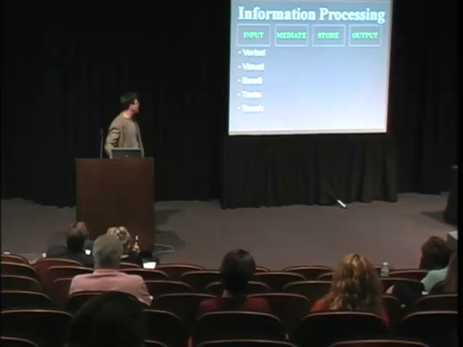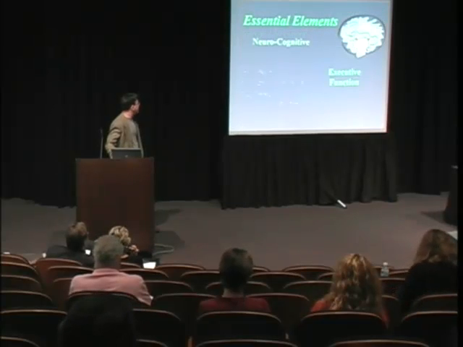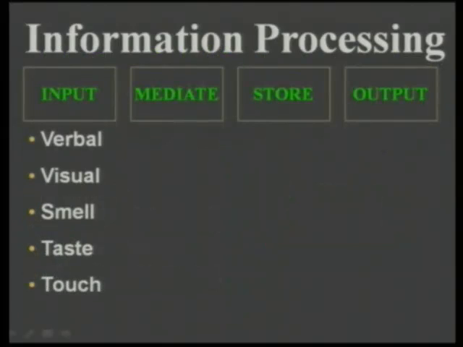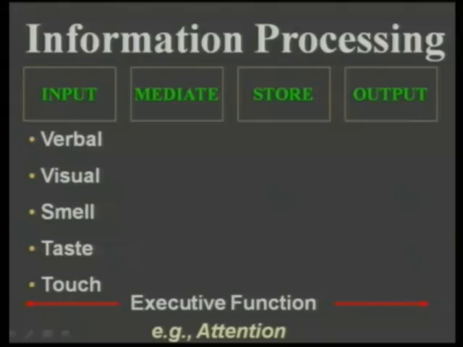You've heard of the term executive function, and executive function is a higher order type of thinking that includes aspects of attention, something we call cognitive flexibility, planning, and abstract reasoning. And where that fits on that model is really the whole time. So we use, for instance, attention.